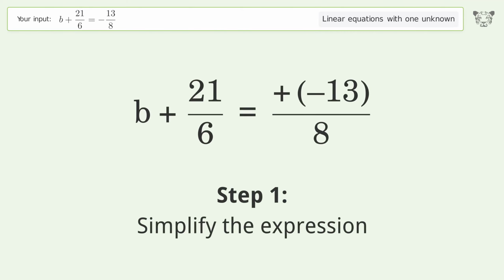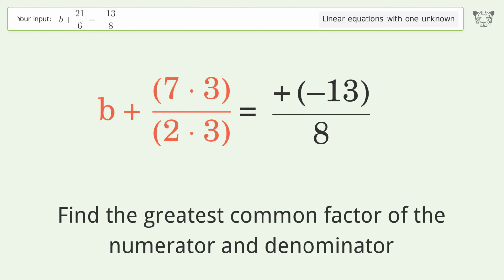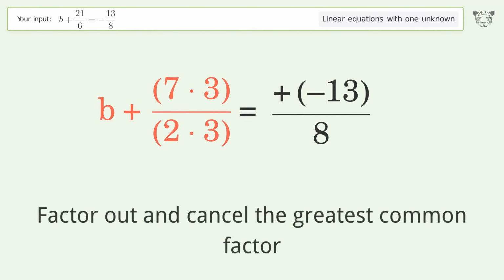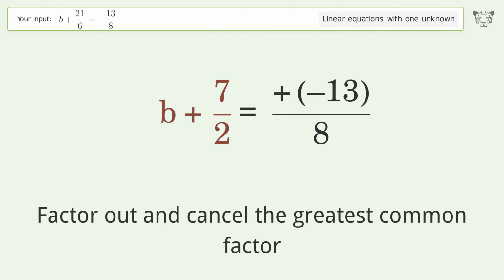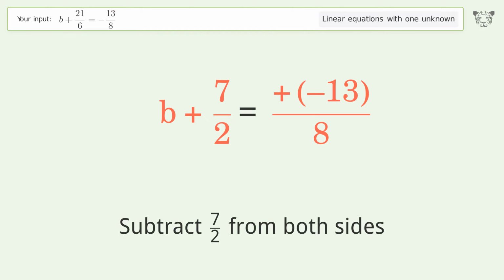Simplify the expression. Find the greatest common factor of the numerator and denominator. Factor out and cancel the greatest common factor. Group all constants on the right side of the equation. Subtract 7/2 from both sides.